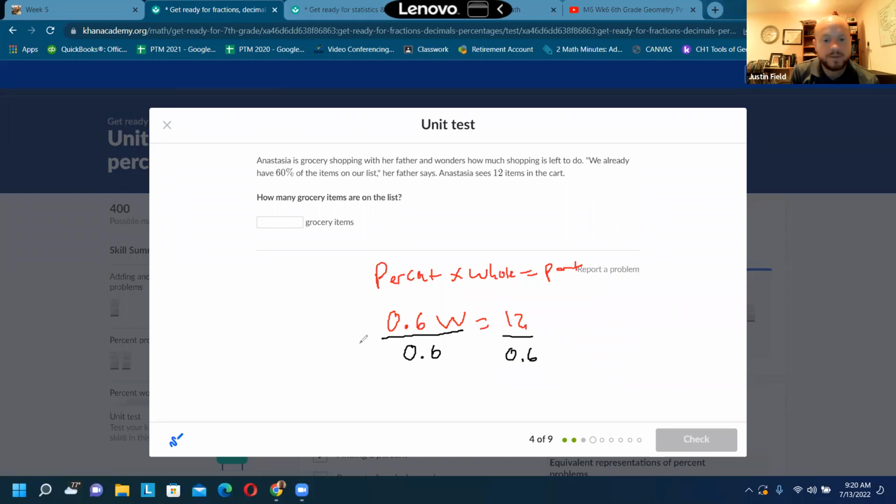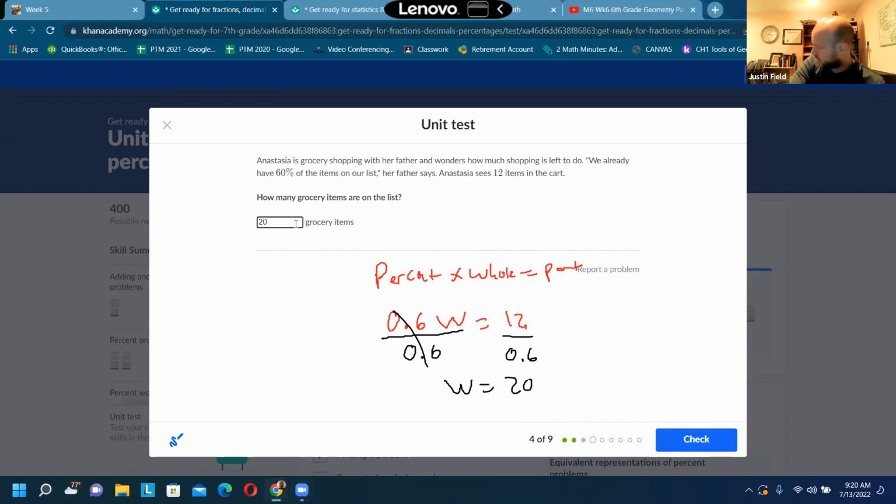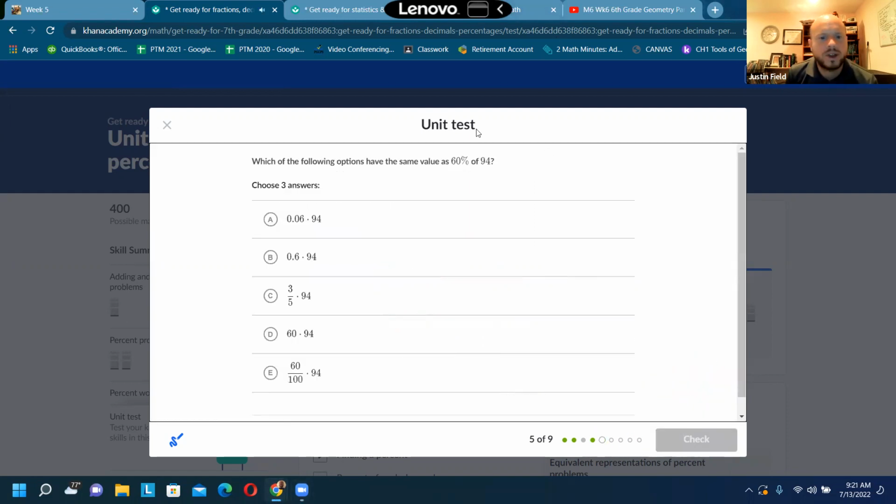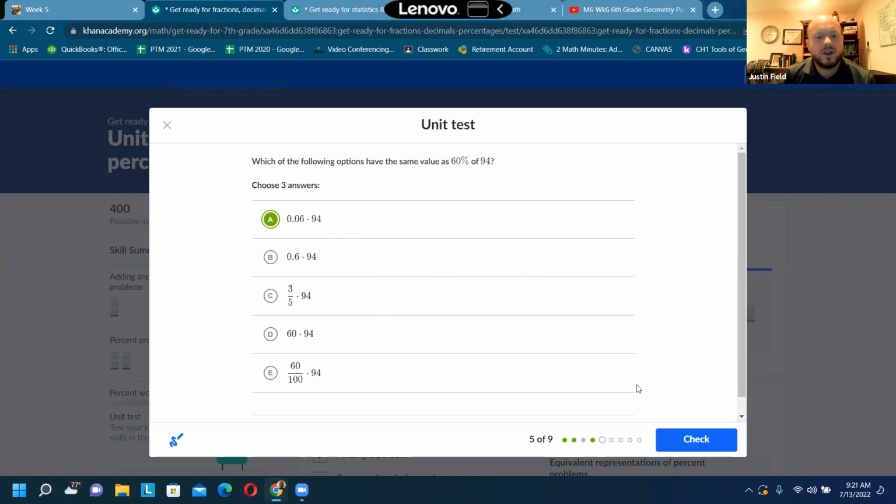It was a fly that's bothering me. All right, so 12 divided by 0.6. Goodness, 12. It's 20. There we go. So they got 20 total groceries to get. They gotta get 40% more, which is 8 more. All right, you can do that one.